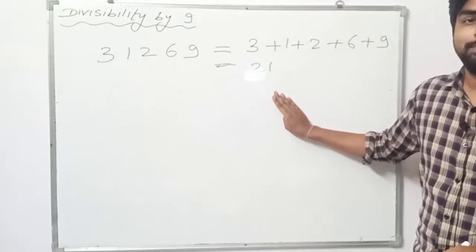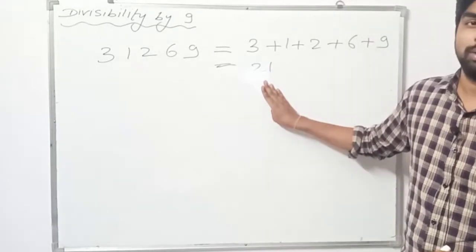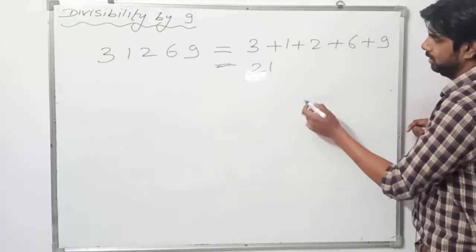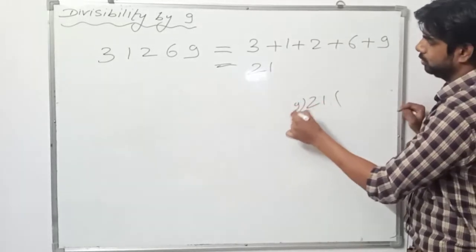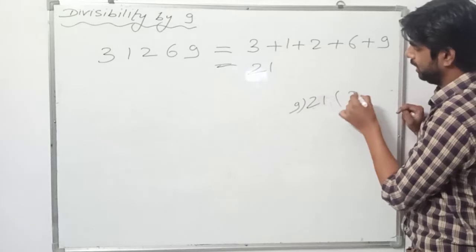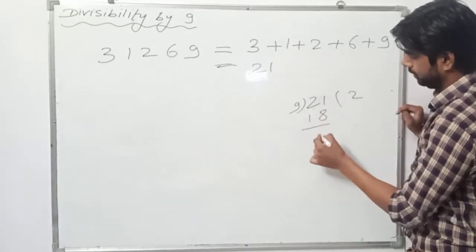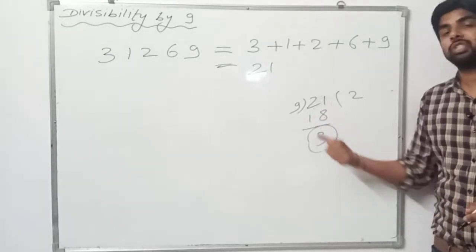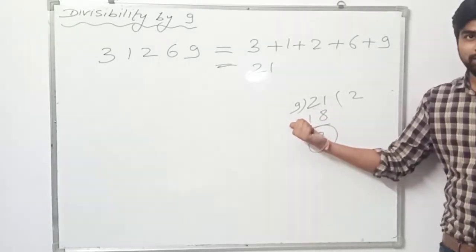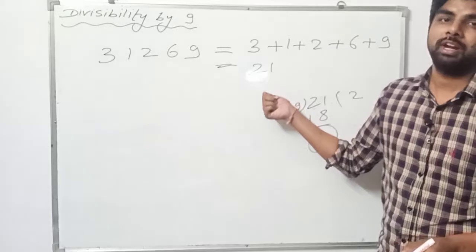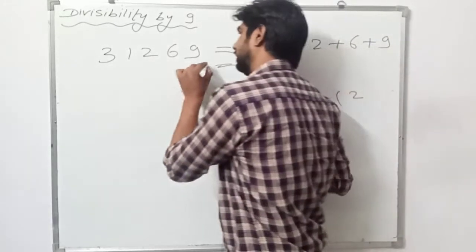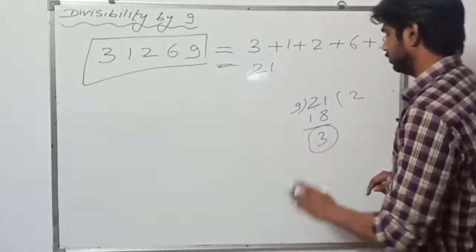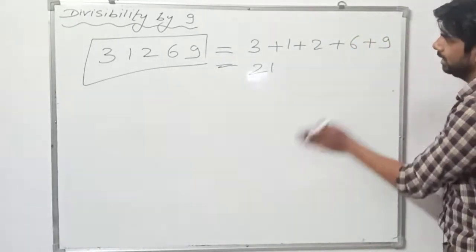Now what we will do? We will divide this 21 by 9. 9 twos are 18, 19, 20, 21. We will get 3 as our remainder. This means 21 is not divisible by 9. If this sum is not divisible by 9, that means the whole number is also not divisible by 9. So this number is also not divisible by 9.